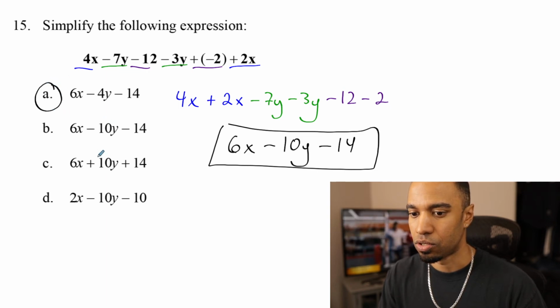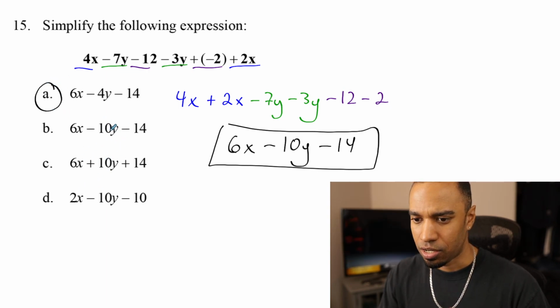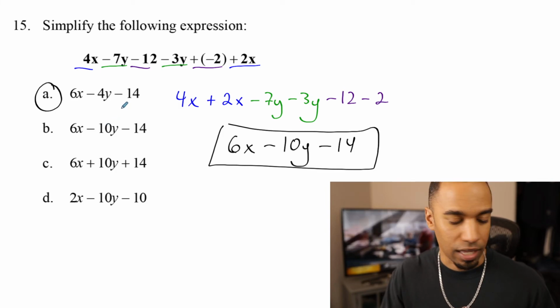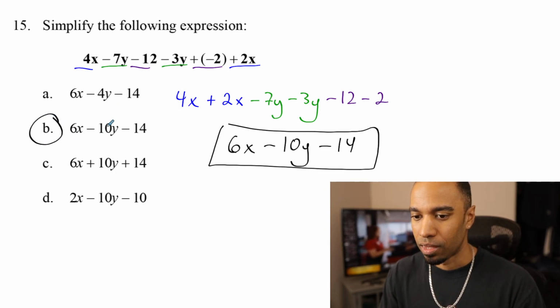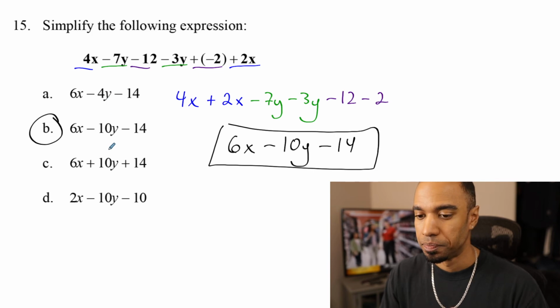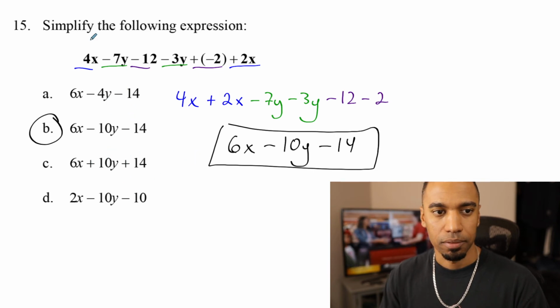I want to make sure that the signs are all good. All the signs kind of change here. Oops, oh my gosh, look at that. That's a mistake. It is B, negative 10y. Got to be careful. I think that one is it right there.